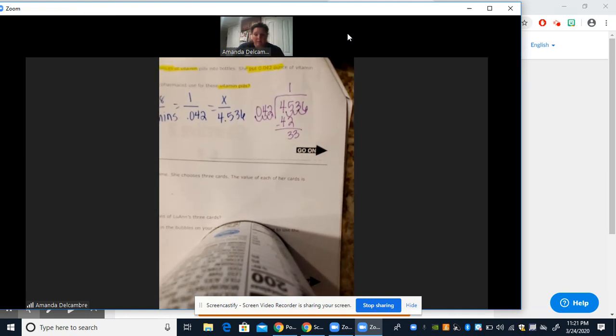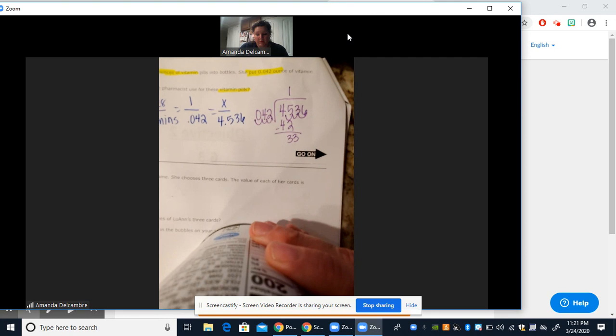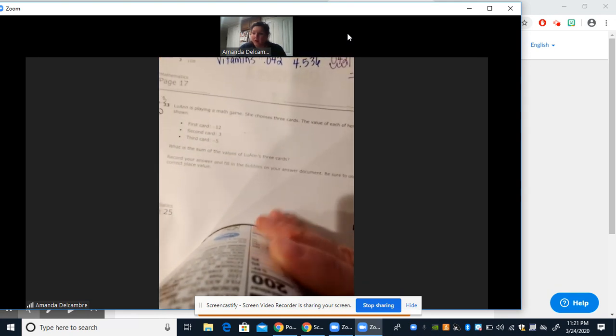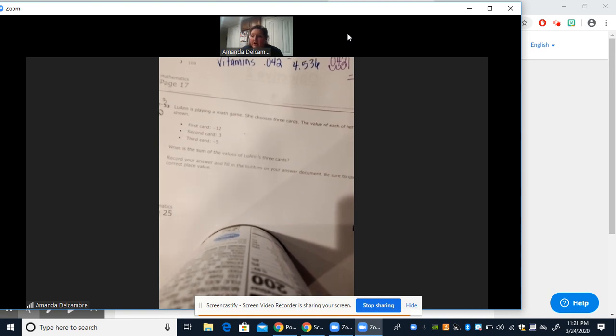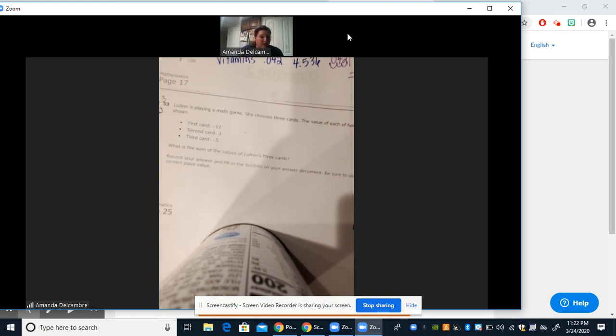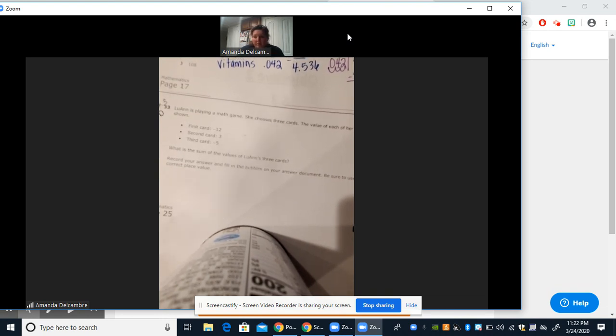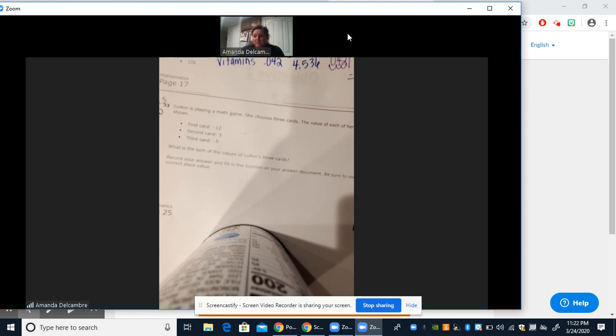Okay. The next question, number 33. Luann is playing a math game. She chooses 3 cards. The value of each card is shown. So the first card is -12. The second card is 3. The third card is -5. What is the sum of the values of Luann's 3 cards? Okay. And then you're going to record and bubble in your answer and make sure you use the correct place value. Okay. So, key word here.